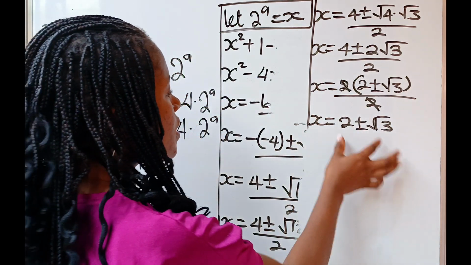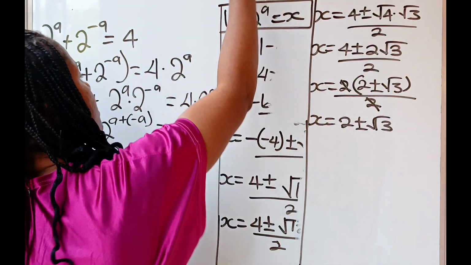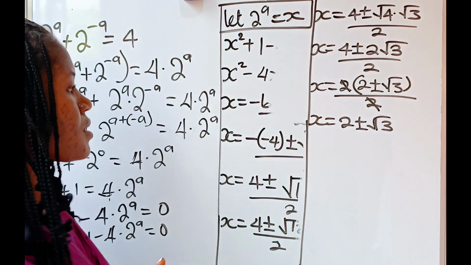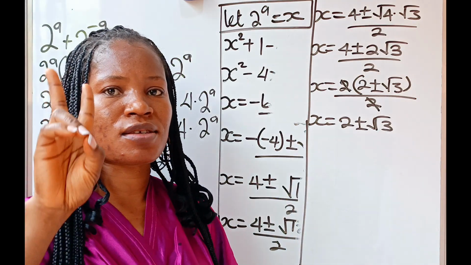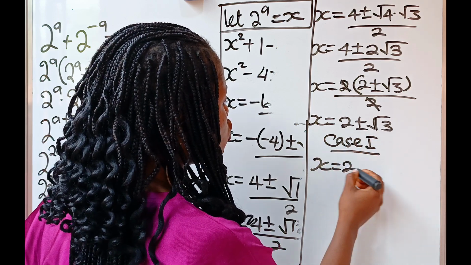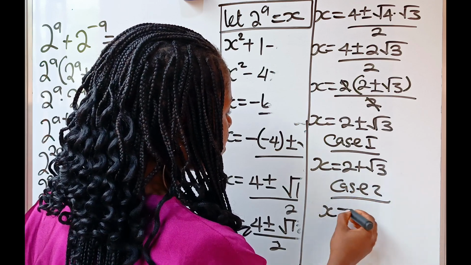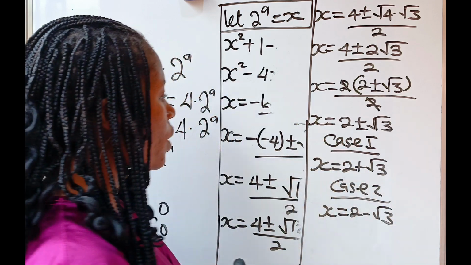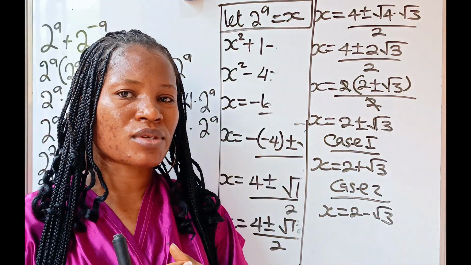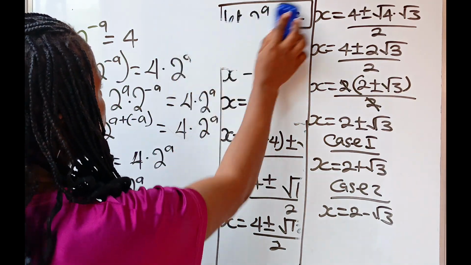All right, now this is the value of our x, but we are asked to solve for a. So we are going to get a from here. Recall where we said let 2 to the power of a be equal to x. Now from here we can see that we have two cases for our x. Case 1 is that x is equal to 2 plus root 3, and case 2 is that x is equal to 2 minus root 3. So we are going to solve for each of these cases, okay? But instead of solving for each of them, I think I'm going to bring them together to save our time, okay? So, but 2 to the power of a is equal to x.